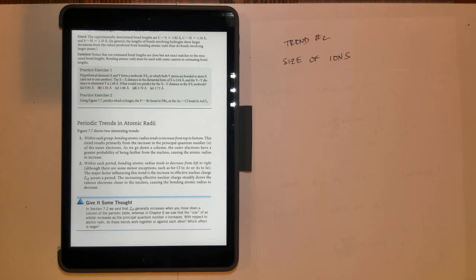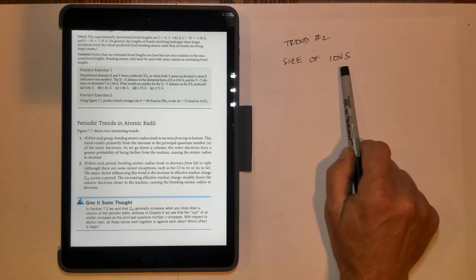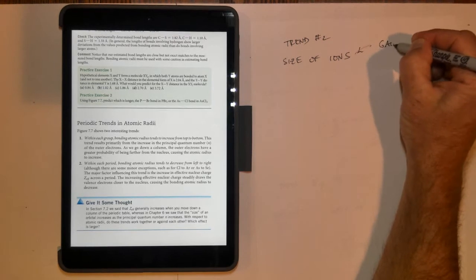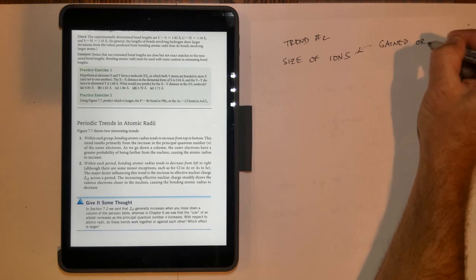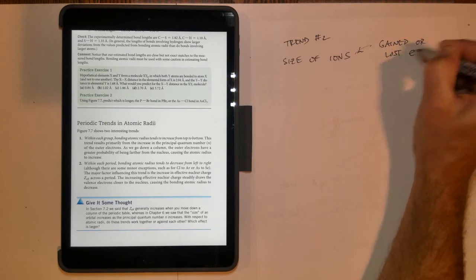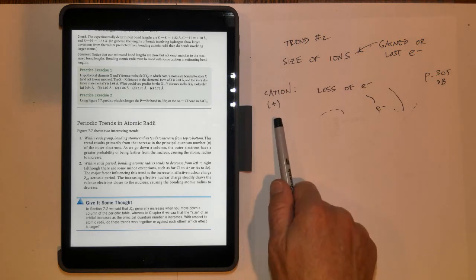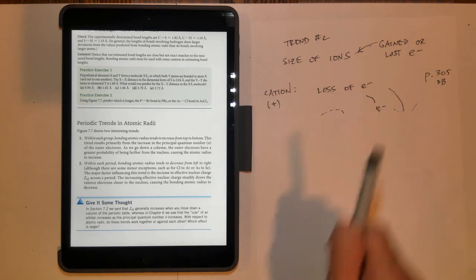So now we're going to take a look at trend number 2 with the size of ions. So not just atoms, but ions, remember, are things that have gained or lost electrons. That's the definition of an ion. So now we're going to look at something that gained an electron or lost an electron. The first one we'll look at is the cation. A cation is something that's positive, and a cation has lost an electron.